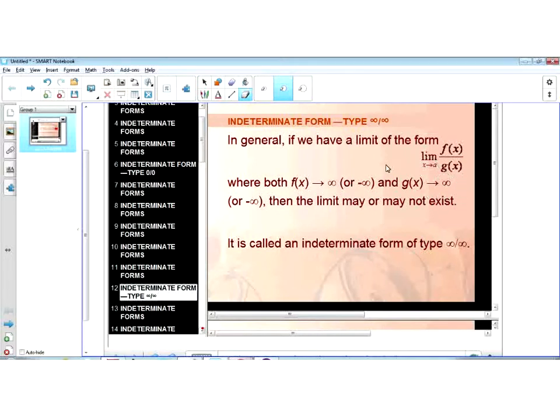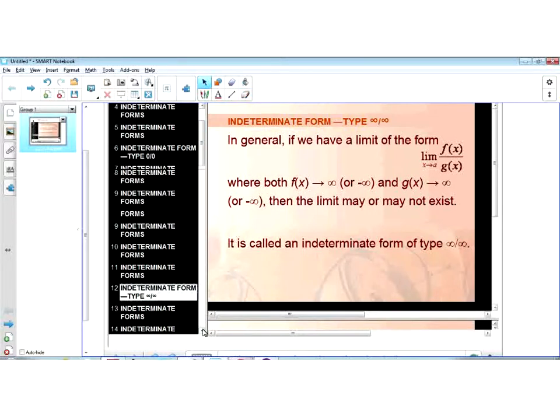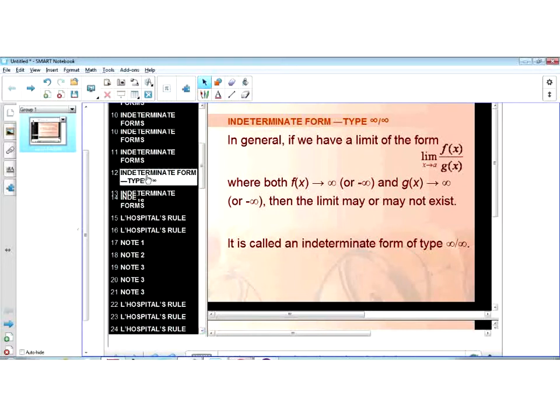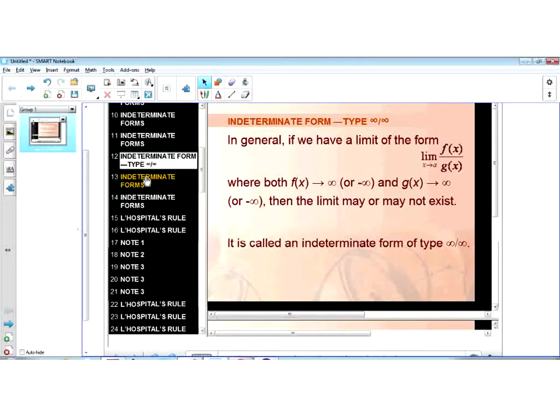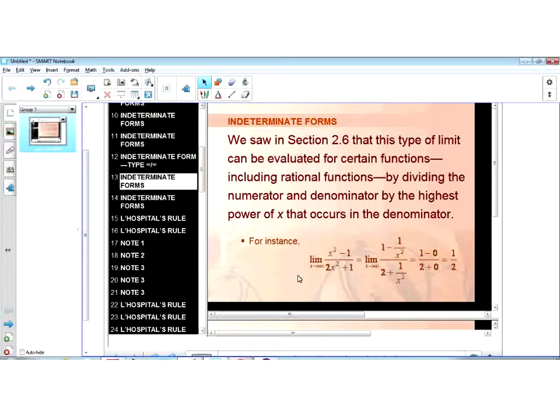So it turns out that if we have a limit like this, x approaching some number, and both the numerator and denominator approach plus or minus infinity, then we have an indeterminate type of infinity over infinity, and this limit may or may not exist. Okay? All right. So I think you understand the format for indeterminate forms. Okay, so let's see here.